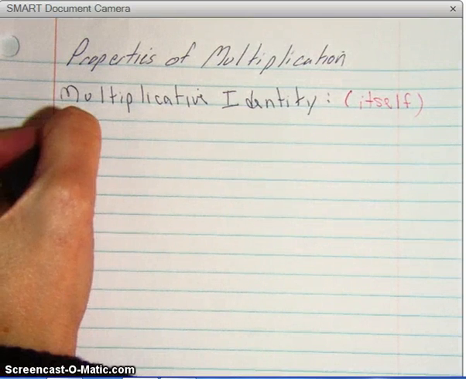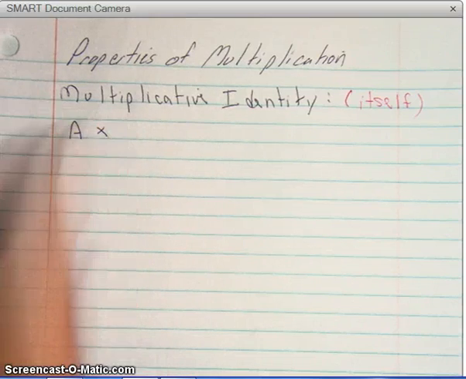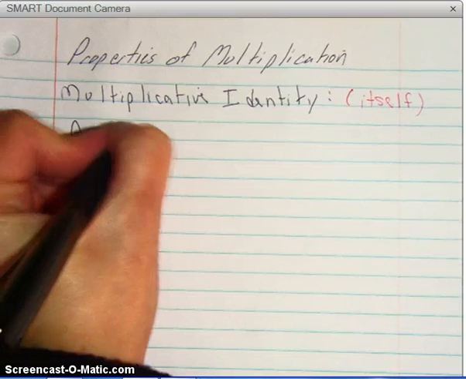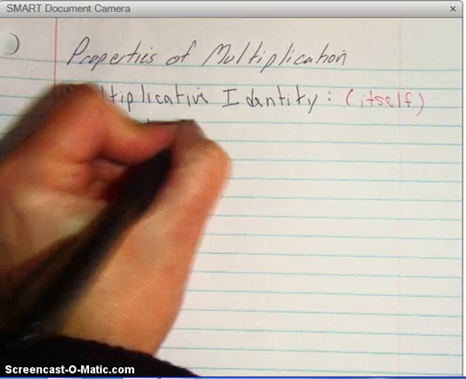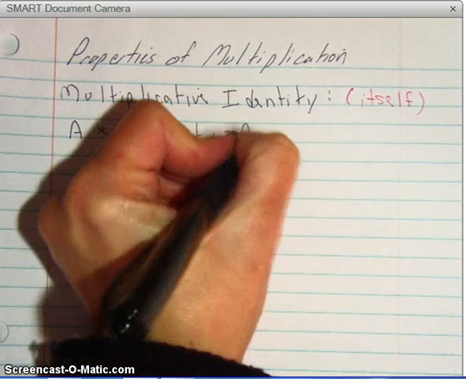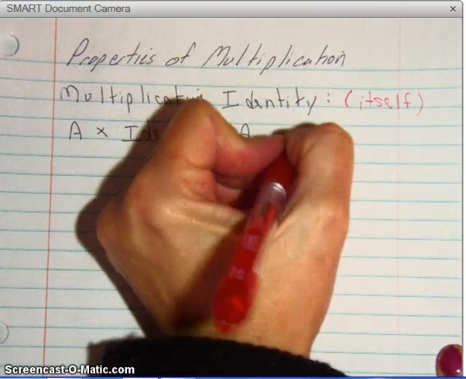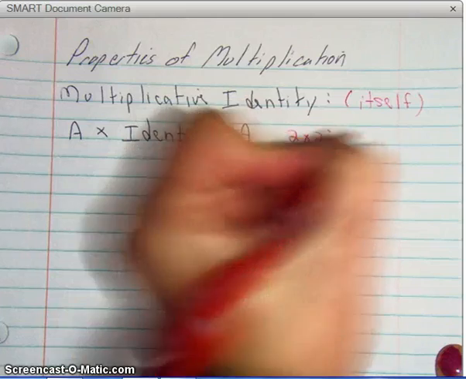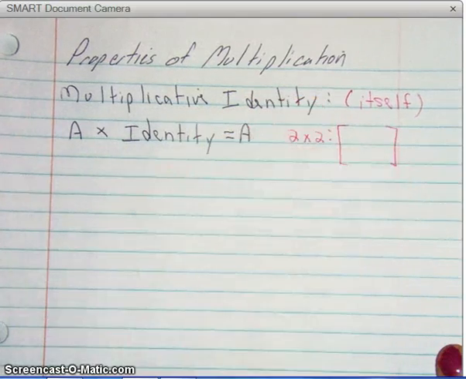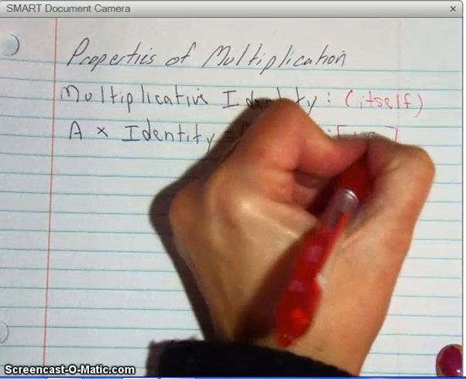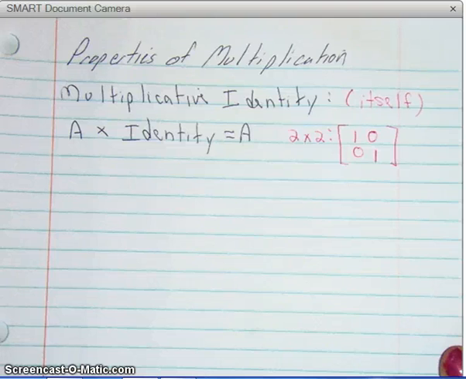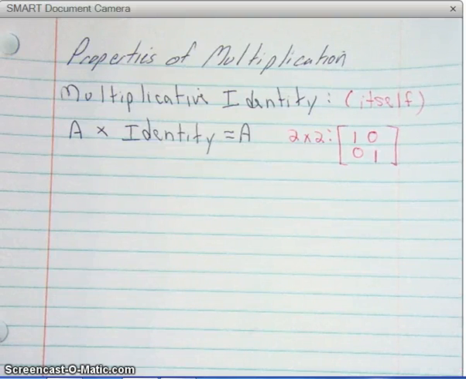So if I take matrix A, I multiply it by the identity, I will get back matrix A. Okay? There are two choices. There's the 2 by 2 identity. 2 rows, 2 columns. We've seen this one before. 1, 0, 0, 1. If you multiply a matrix by the 2 by 2 identity, you should get that original matrix back.